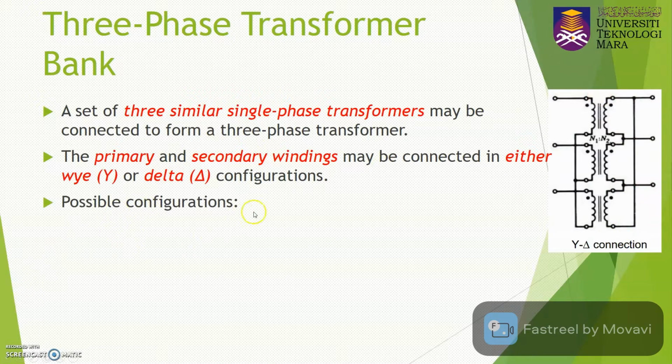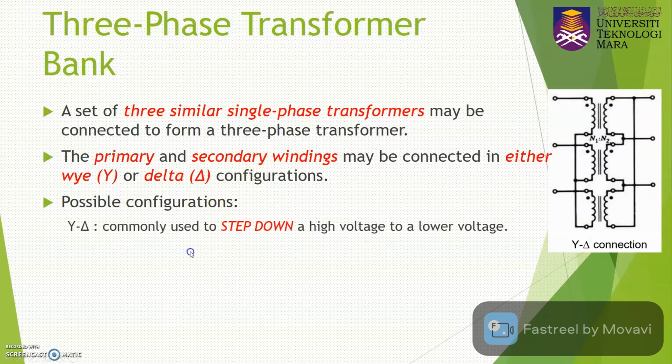There are four different possible configurations of the three-phase transformer. The first one is the Y delta, meaning that at the primary side you have a Y configuration, and at the secondary side you have a delta configuration. The Y delta configuration is commonly used to step down a high voltage to a low voltage. For the delta Y configuration, at the primary side you have a delta, and at the secondary side you have a Y connection. It is commonly used to step up voltage from a lower to a higher voltage.